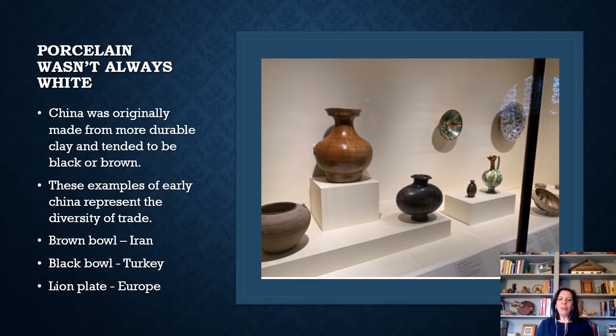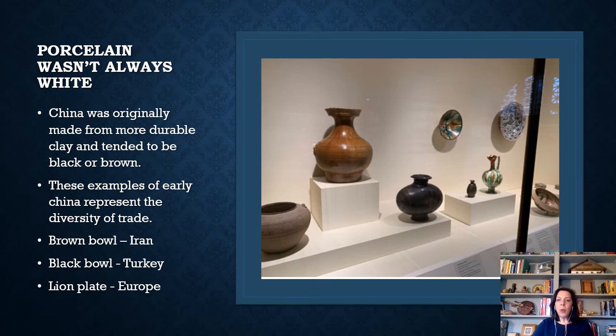The first thing to know is that China, as we conceive it as porcelain, we typically think that it's white, some shade of white, right? And originally it was made from more durable clay, so it tended to be black or brown. So some of the earliest examples that we have are much darker. And it also represents already the diversity of trade because we see the different shapes.